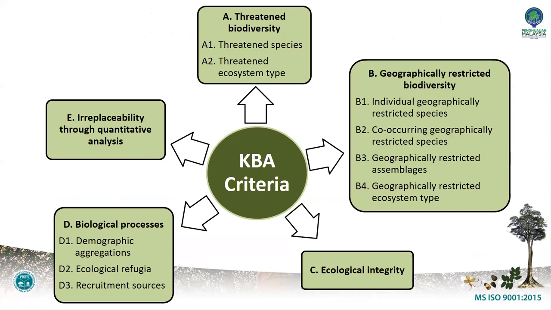There are 11 criteria that are grouped into 5 high-level criteria, which are threatened biodiversity, geographically restricted biodiversity, ecological integrity, biological processes and irreplaceability through quantitative analysis. According to the guidelines for using a global standard for the identification of key biodiversity areas, a site must contribute significantly to the global persistence of at least one of the following criteria to qualify as a KBA.